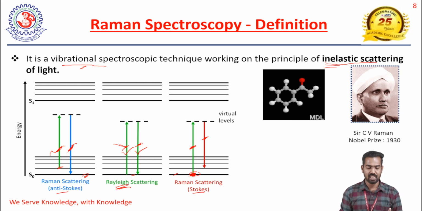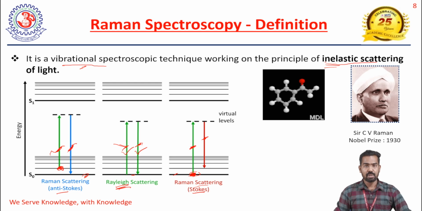The same thing here: in anti-Stokes, the transition happens from a higher energy level, so the molecule population is very low. So what you observe is a very low intensity anti-Stokes line. That is why we consider the Stokes line instead of the anti-Stokes line. Normally we take Stokes Raman scattering. What is the reason for that? It is only because of the intensity factor. The Stokes line has higher intensity.